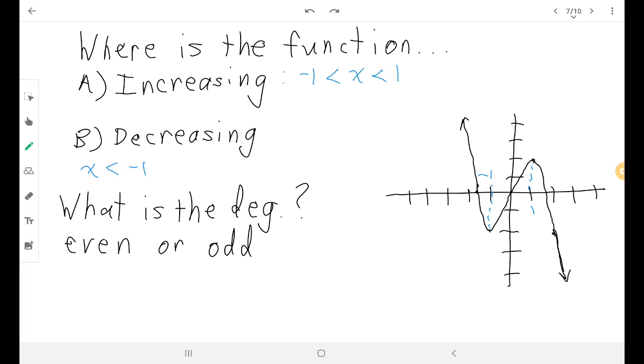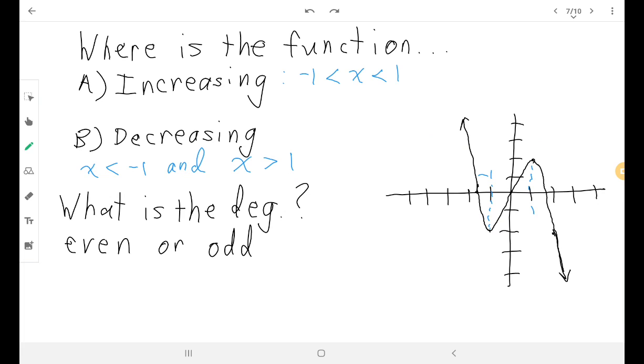So it is decreasing there, and it is again decreasing for x greater than 1. That is, we have the 1 right there, x equals 1 right there, and as we move this way, we always go down. Okay? So you always want to think of it as moving in that direction, from left to right.